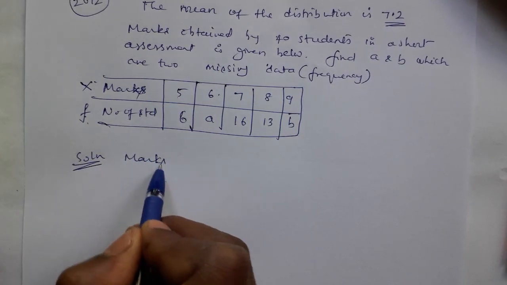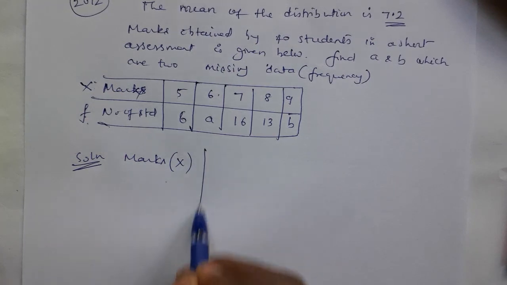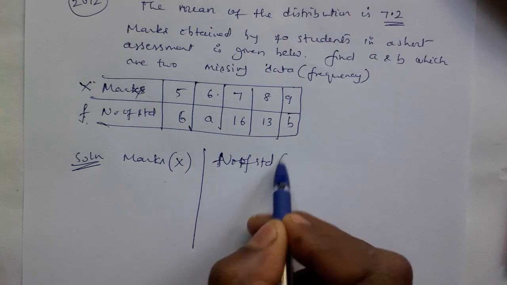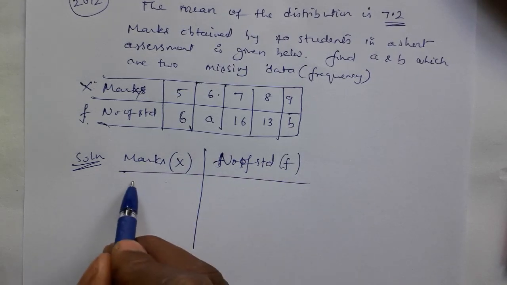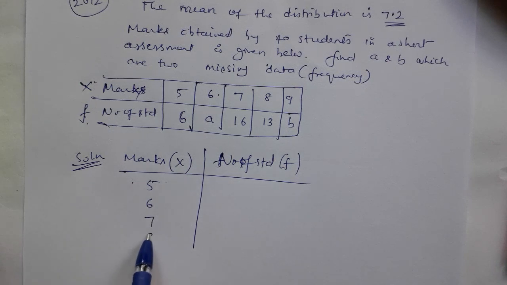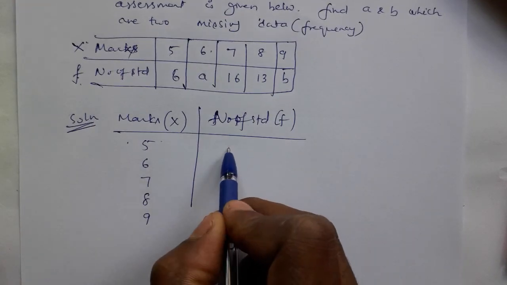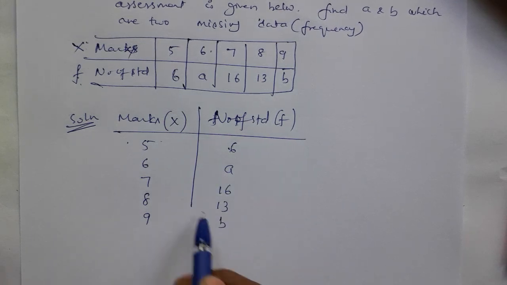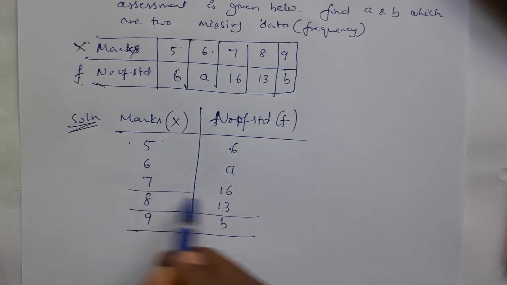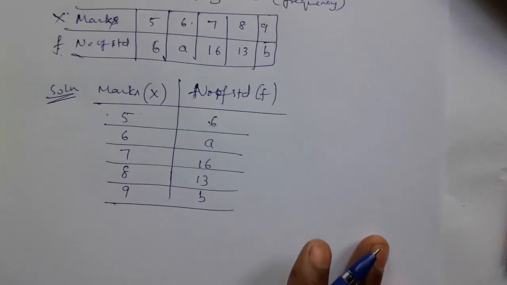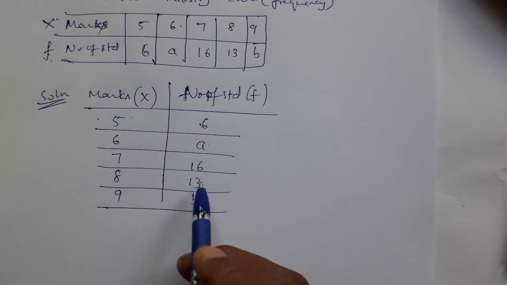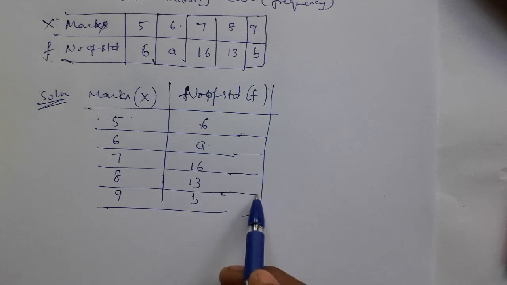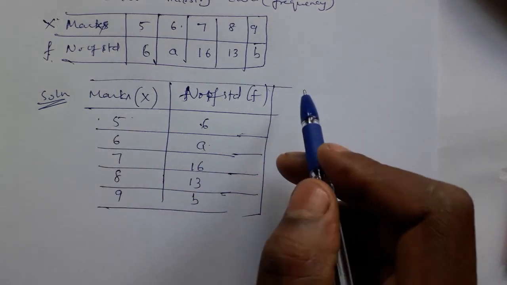First column marks. To understand better, you make it as x. Second column, number of students. You can make that as f. Marks are 5, 6, 7, 8 and 9. Number of students are 6, a, 16, 13 and b. Look at this. Here there are two unknown frequencies. So what we have to do next? Shortcut and step deviation methods don't work when finding unknown frequencies. Better we go for the direct method.